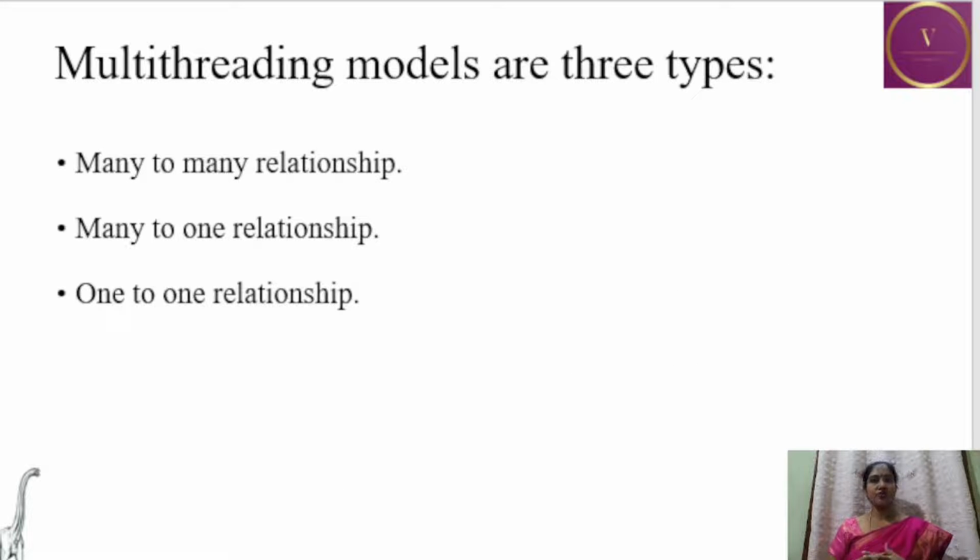Multi-threading models are of three types: many-to-many relationship, many-to-one relationship, one-to-one relationship. We will see each and everything in detail now.